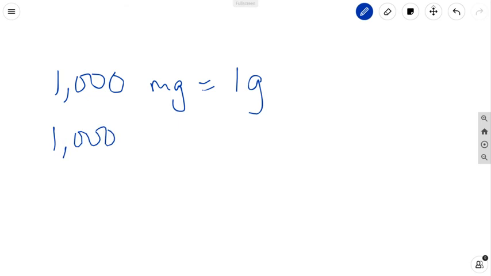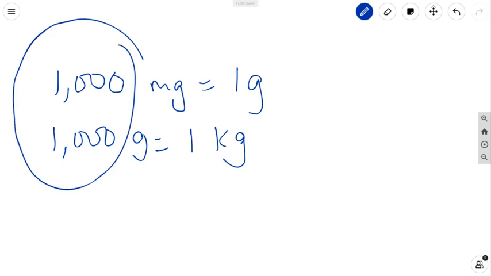Really, one true fact: there are 1,000 milligrams in 1 gram. There are 1,000 grams in 1 kilogram. So essentially, you're still dealing with that number 1,000, which means we're dividing and multiplying by 1,000 in order to do these conversions. All right, so fairly simple, straightforward.